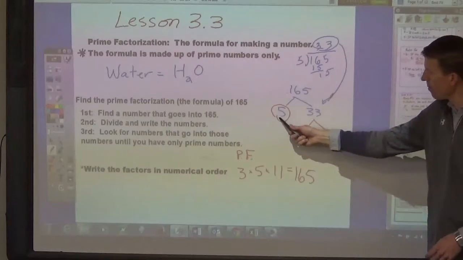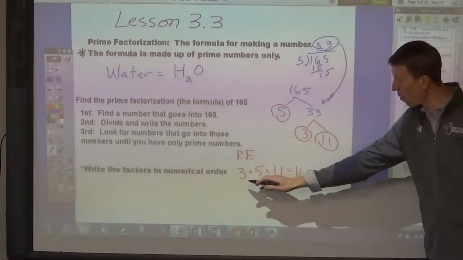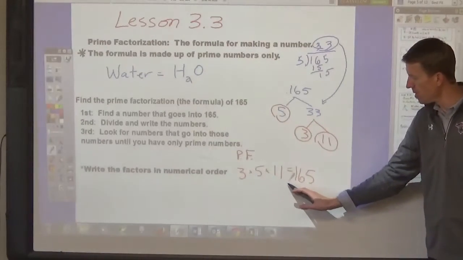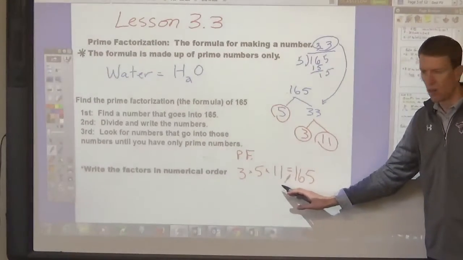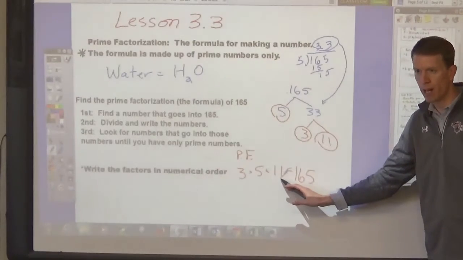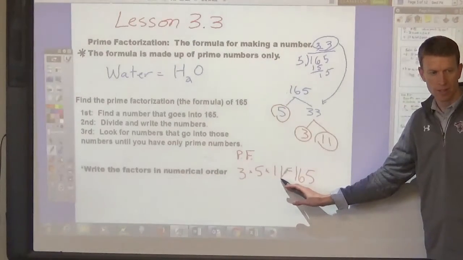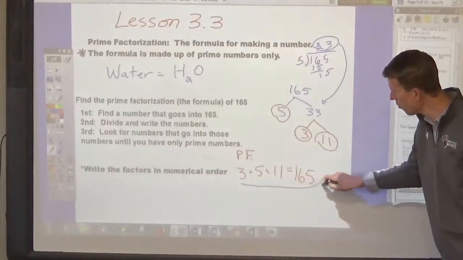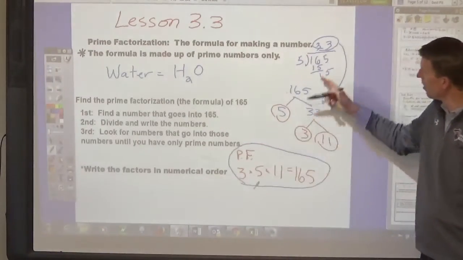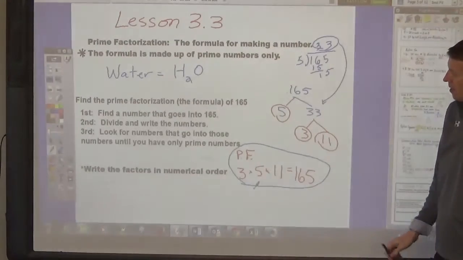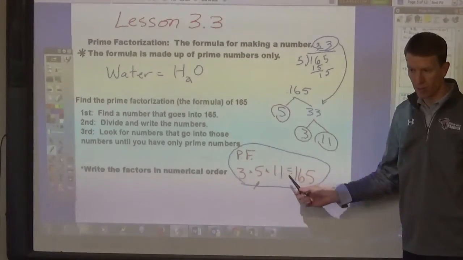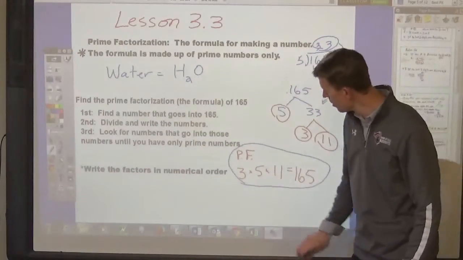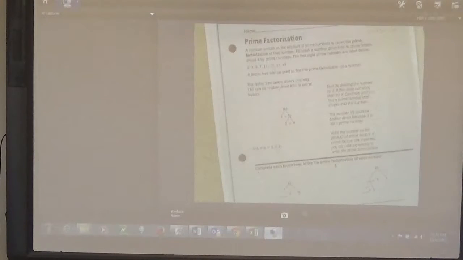So we take these prime numbers and write them into a formula: 3 times 5 times 11. All of these numbers must be prime when you write it into the formula. And then your formula should equal the number you're starting with, 165. Make sure that you write them in numerical order. All right? Let's do some examples on your worksheet.